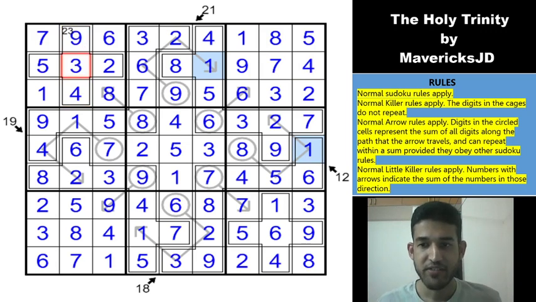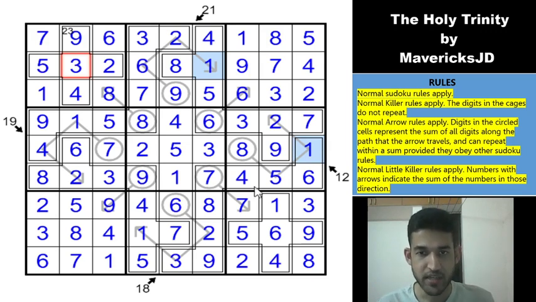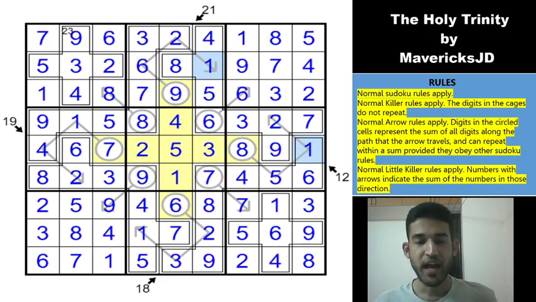And with that, we have completed this brilliantly themed Sudoku by MavericksJD. A very, very tough one. I'm fairly certain that this Sudoku will at least be 4 stars in difficulty. I would have given this 5 stars for sure. It's really hard to solve if you ask me. The start involved seeing that these middle cells all contain digits from 1 to 9. If you look carefully here, they contain digits from 1 to 9. This was really difficult to see. And then in between, the arrow clues and the killer clues played their part as well.